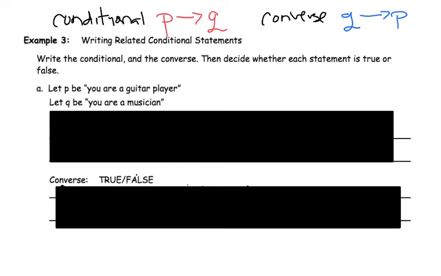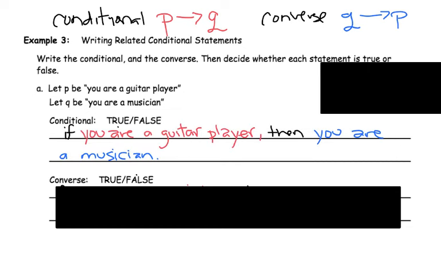Let P be you are a guitar player, and we're going to let Q be you are a musician. So, we're going to put this in our conditional statement: if P, then Q. When I rewrite it, we get: if you are a guitar player, then you are a musician.